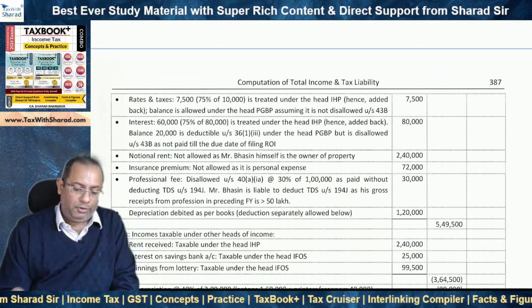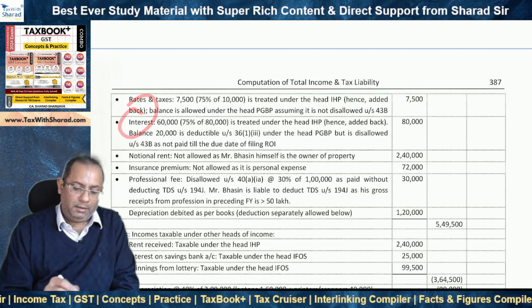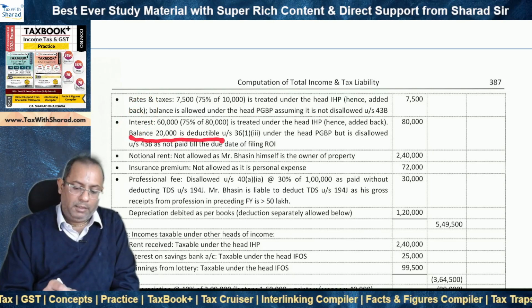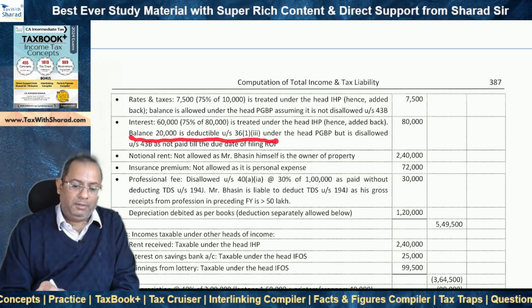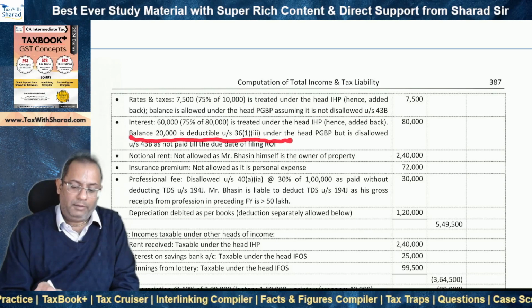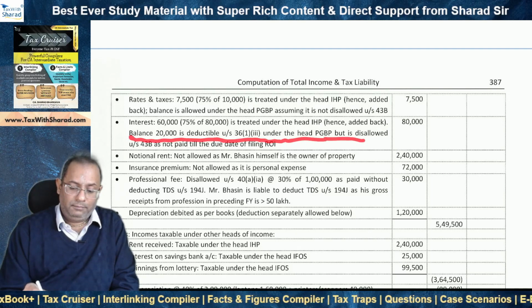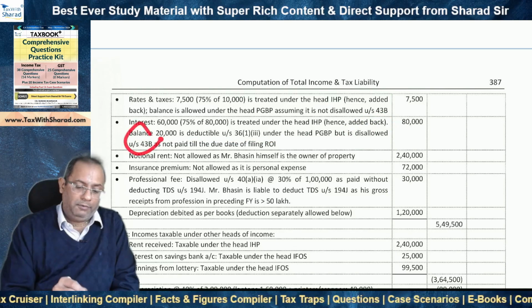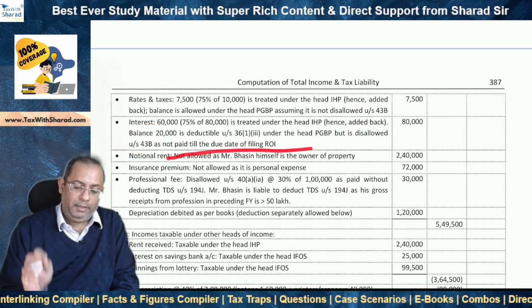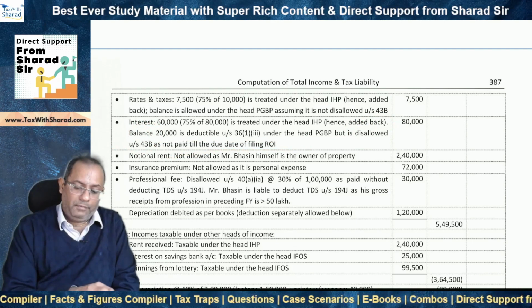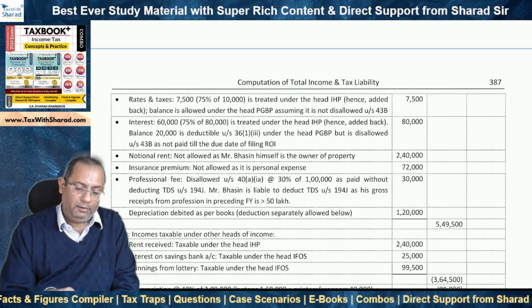So if we look at the solution, as far as interest is concerned, balance 20,000 is deductible under section 36(1)(iii), which is the deduction on account of interest under the head PGBP, but is disallowed under section 43B as it is not paid till the due date of filing ROI, return of income.